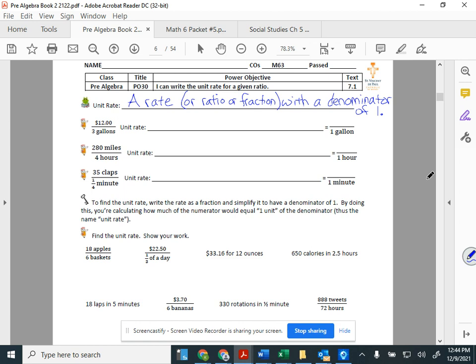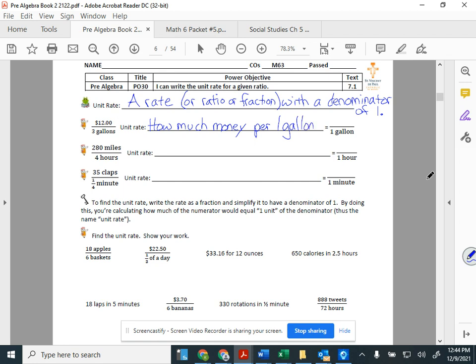So if we look at that unit rate for $12 for 3 gallons, our question is, to go from $12 for 3 gallons, we want to go to our rate, which is going to be over 1 gallon. So the question is how much money per 1 gallon? That's what our rate would be. How much money we're spending per 1 gallon.